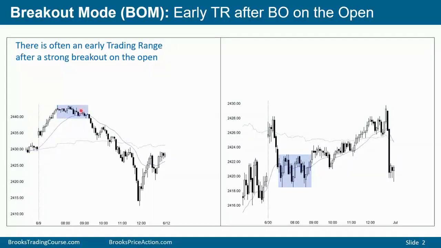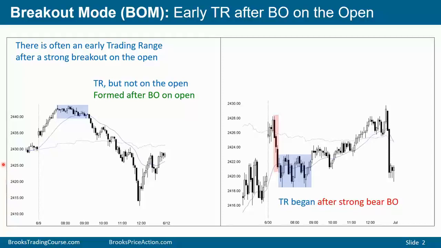We have a rally here on the open and then a trading range, and anytime you have a trading range, the market's in breakout mode. Here's a sell-off and then a trading range. However, I'm not talking about this kind of a pattern today. I'm talking about a breakout pattern that begins immediately on the open, not after an initial rally or an initial sell-off. You can look at the videos on trading breakouts to see how to trade trading ranges in this kind of a circumstance.